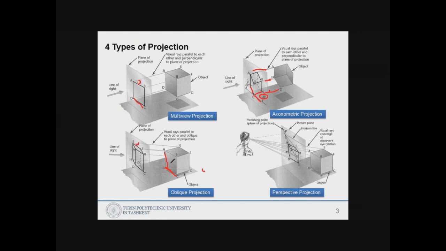From the side. And you see in the multi-view projection, for example, a cube or square, the front view will be like this, and in axonometric projection the looking style will be something like this. So here is a 30 degree, here also 30 degree.